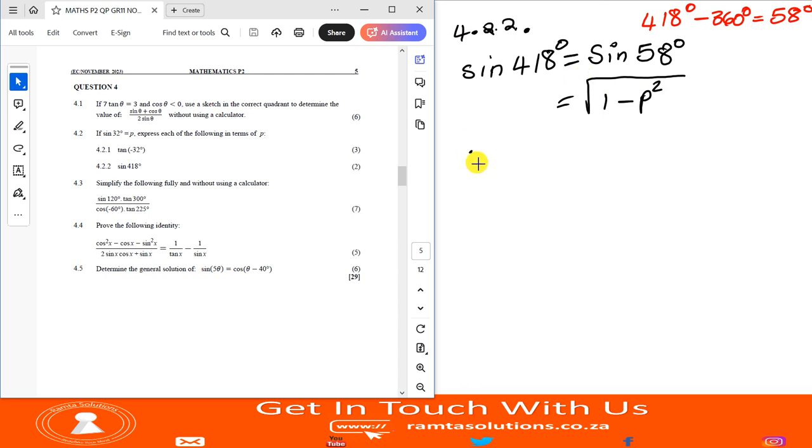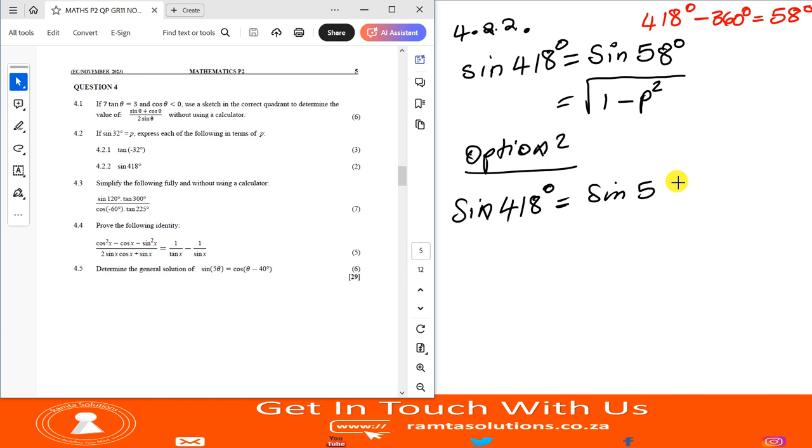Alternatively, let me say option 2. Sine 418 degrees equals sine 58 degrees. But what you know is that sine 58 degrees is basically 90 degrees minus 32, right? When I see 90 degrees, this changes. It will be cos. So this will be cos 32 degrees.